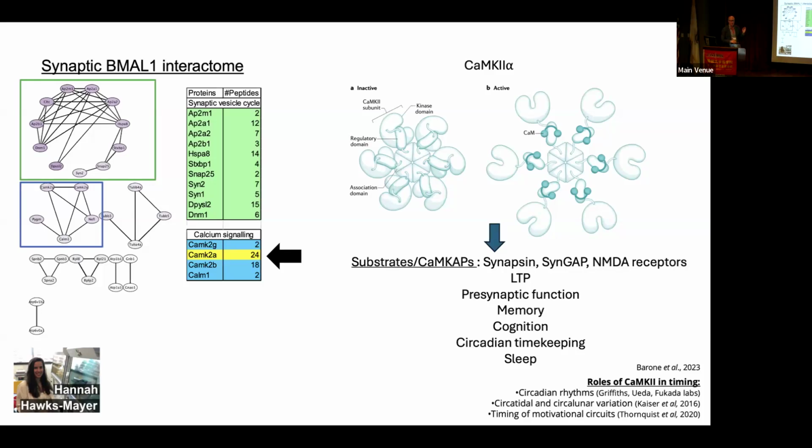CAMK2 is an incredibly interesting and super complicated enzyme. Each one of these is a subunit. There's a hub domain, a regulatory domain, and a kinase domain. When calcium comes into the cell, it binds to calmodulin. Calmodulin comes onto the regulatory domain and opens the protein. This exposes the kinase domain, which can now phosphorylate its neighbor. It phosphorylates it at a single residue called T286, which keeps this protein open.